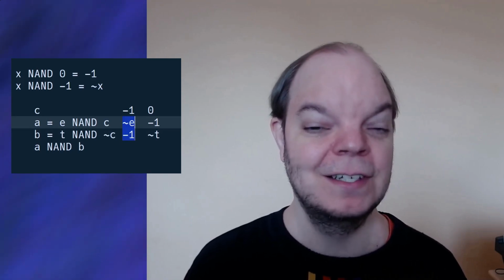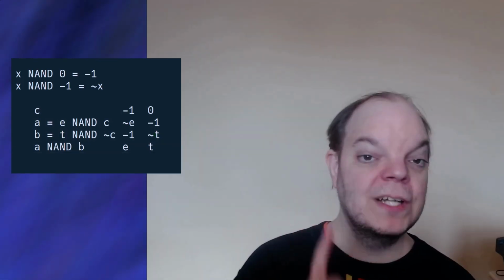Now those two values I'm just going to call a and b, and now let's see what happens if we NAND those together. Turns out that in the first column here, we're NANDing the bitwise negation of e with -1, which is the same as this. So we're bitwise negating the bitwise negation. So they cancel out and we end up getting e. And in the other case, well, we're NANDing -1 with the bitwise negation of t, so that cancels out.